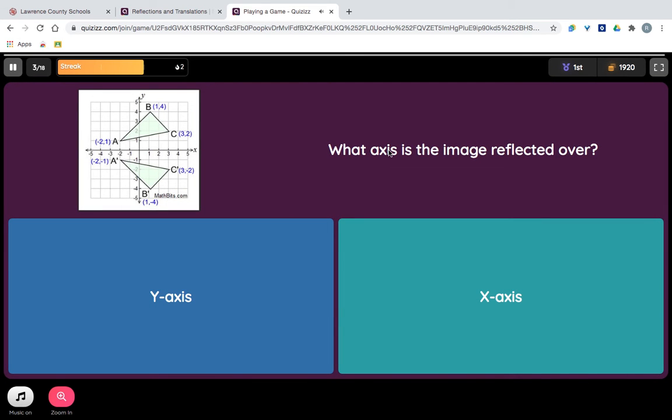What axis is the image reflected over? Again, it tells you flat out you're reflecting over an axis. It's going from up here to down here, so it's going over the x-axis.